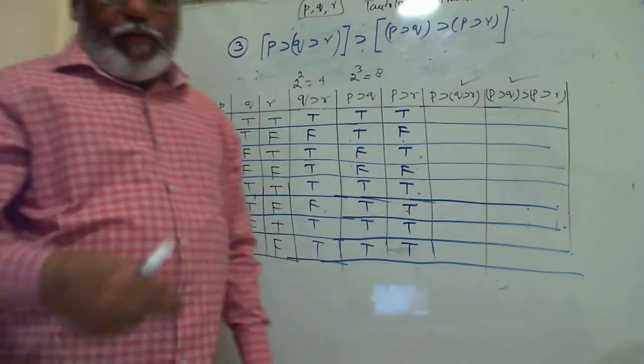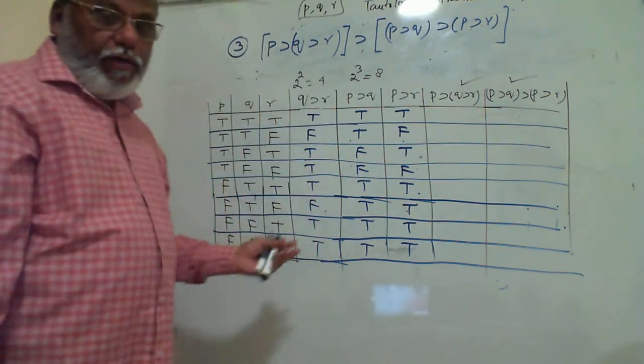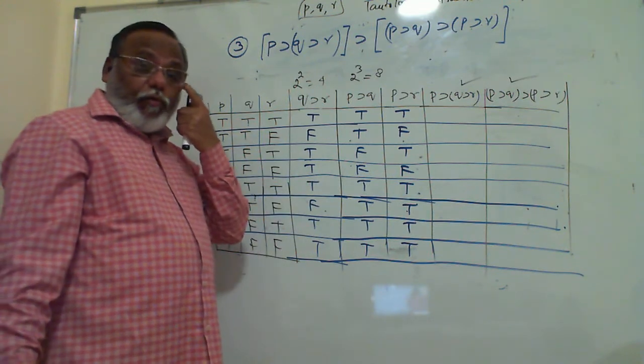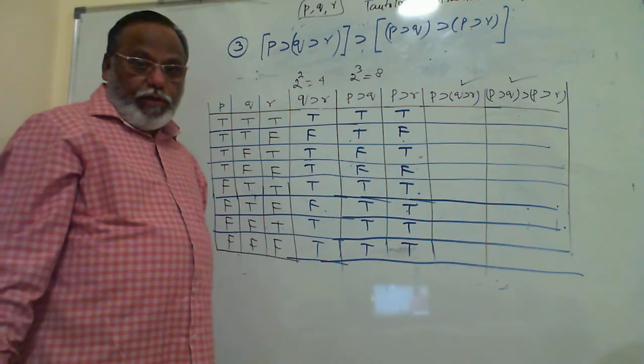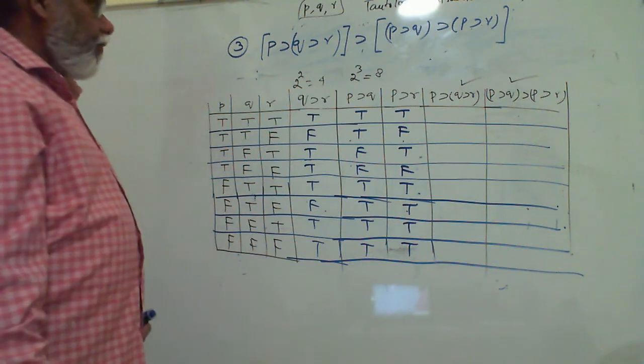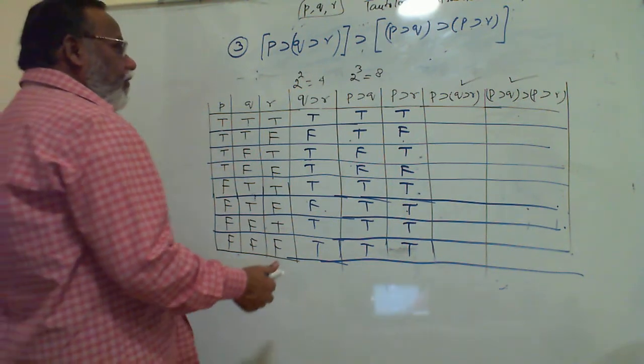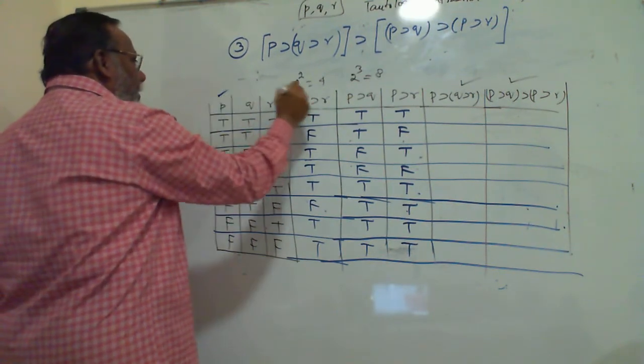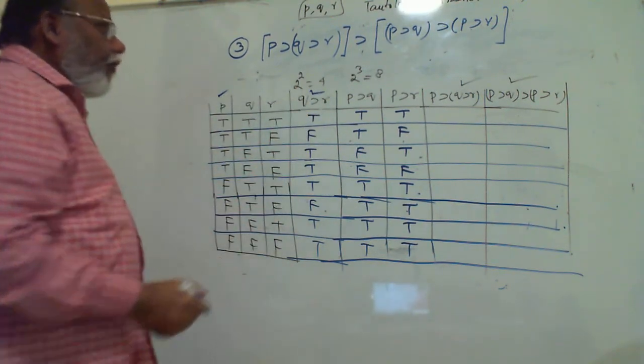Because of so many rows, every time repeating T and F, there is a lot of possibility that you can go wrong over here. So do it slowly, so you will not go wrong. Okay? So now next one is here, we will be using column number 1 and column number 4.